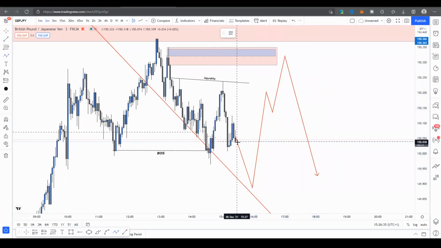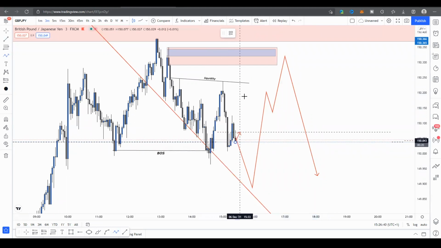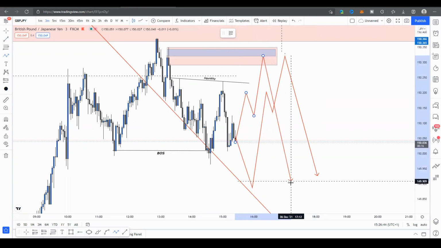Or the price is going to just respect this order block. If you can see, we have a small order block in here. The price is going to go higher right now, give us a small reaction, test our order block, and then go lower.